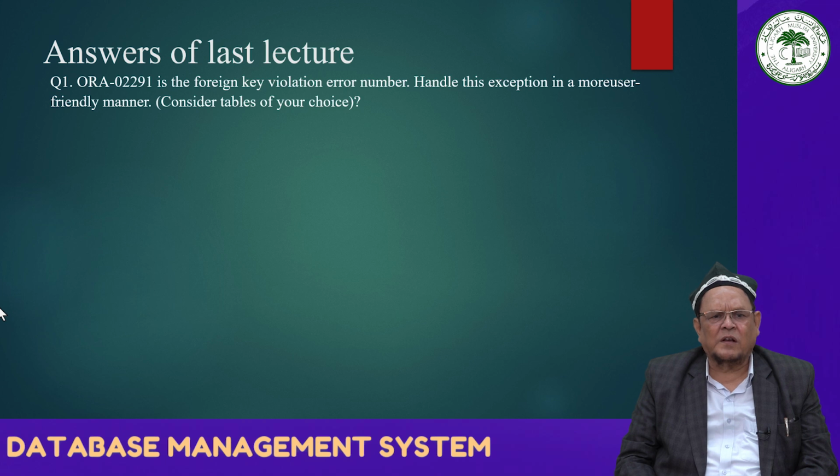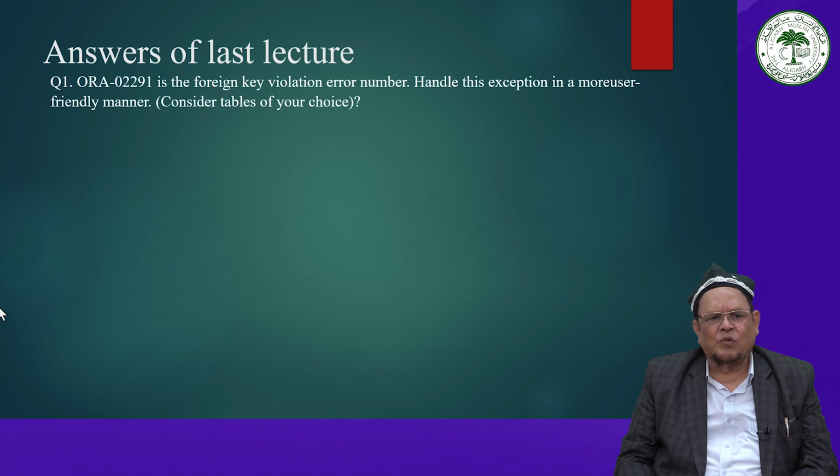The first question was: ORA-02291 is the foreign key violation error number. Handle this exception in a more user-friendly manner. You have to take a table of your choice.